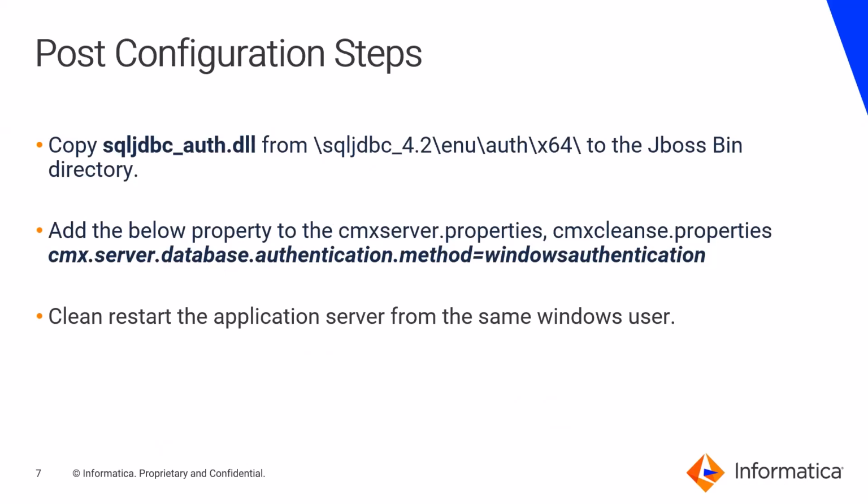Now, after doing all this configuration, we need to copy the SQL JDBC auth.dll file, which we get from the SQL JDBC drivers that we downloaded from Microsoft's website. And we need to paste this file in the JBoss bin directory. And after that, we need to add the property cmx.server.database.authentication.method equals Windows authentication to the CMX server properties and the CMX cleanse properties file. And after adding these properties, we need to clear cache and restart the application server with the user that we used to configure the SQL server with.